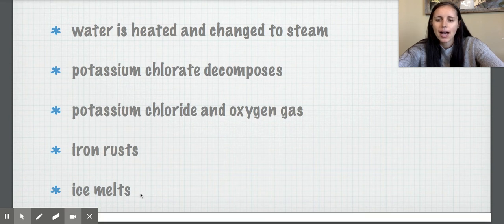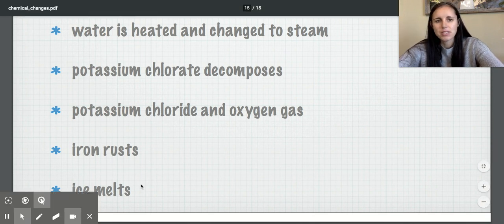Last one, ice melts. So if ice melts, is this an example of a physical change or a chemical change? I really hope you said physical because, again, this is an example of a state change.